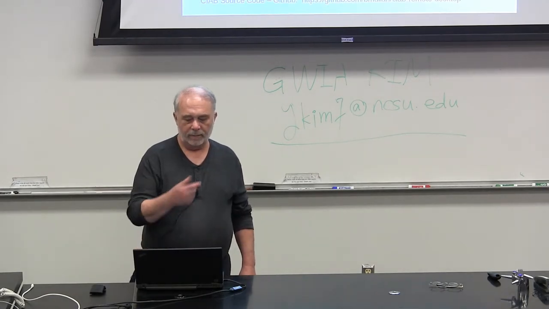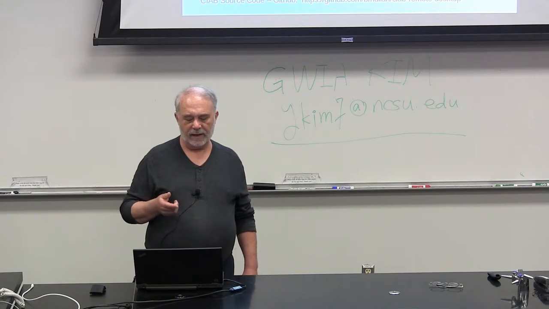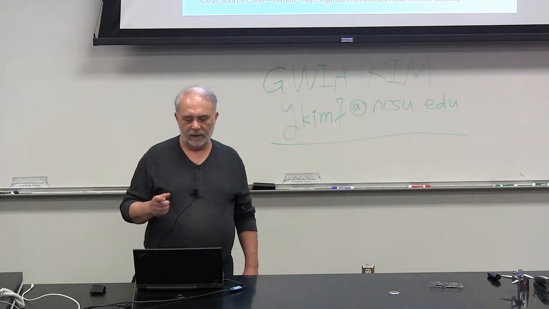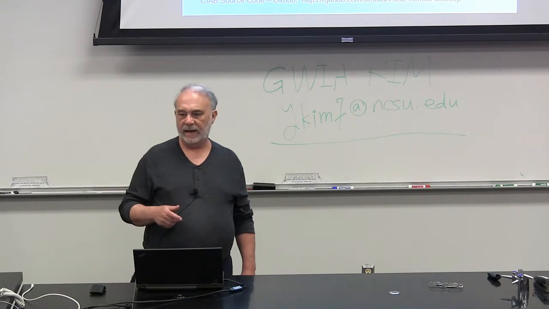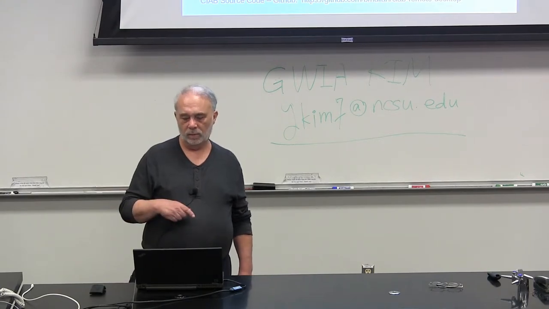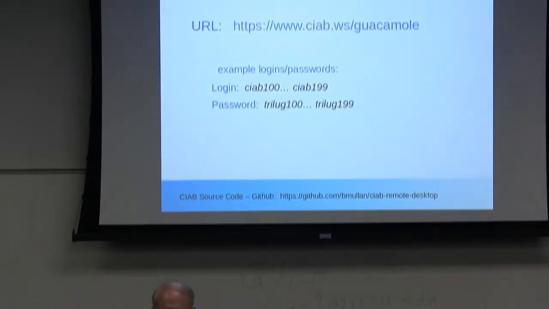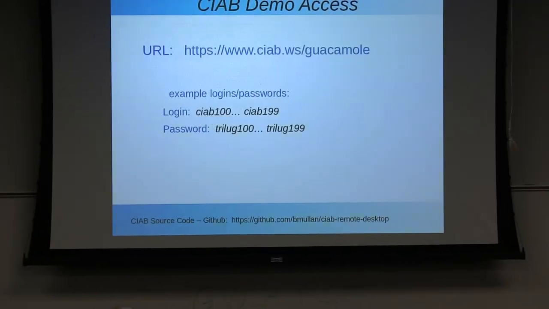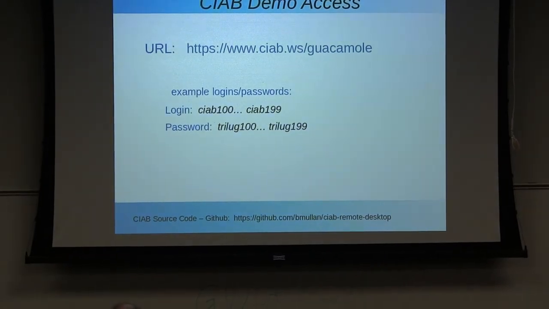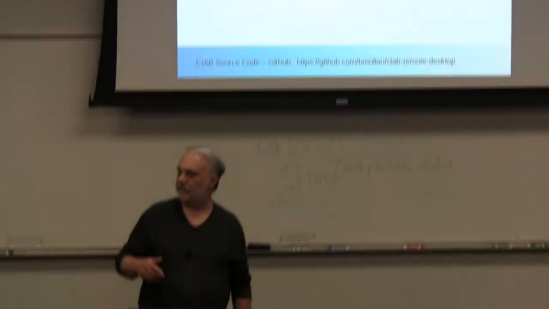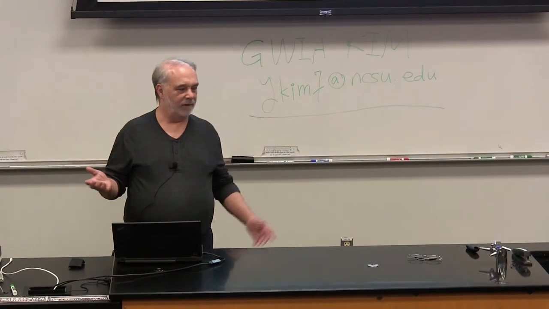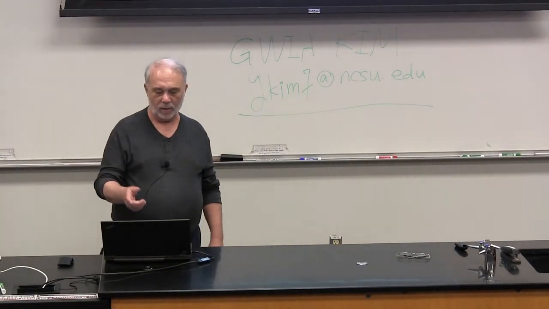Kind of keep going here. Tonight, I don't think I created 100 user accounts. I think I created 75. But the login IDs are all CIAB 100 through 199. The passwords are matching, so for CIAB 100, the password would be TriLug 100. Obviously, we'd have to have some kind of sanity here so people aren't double picking, but if you all want to try this, you're more than welcome.